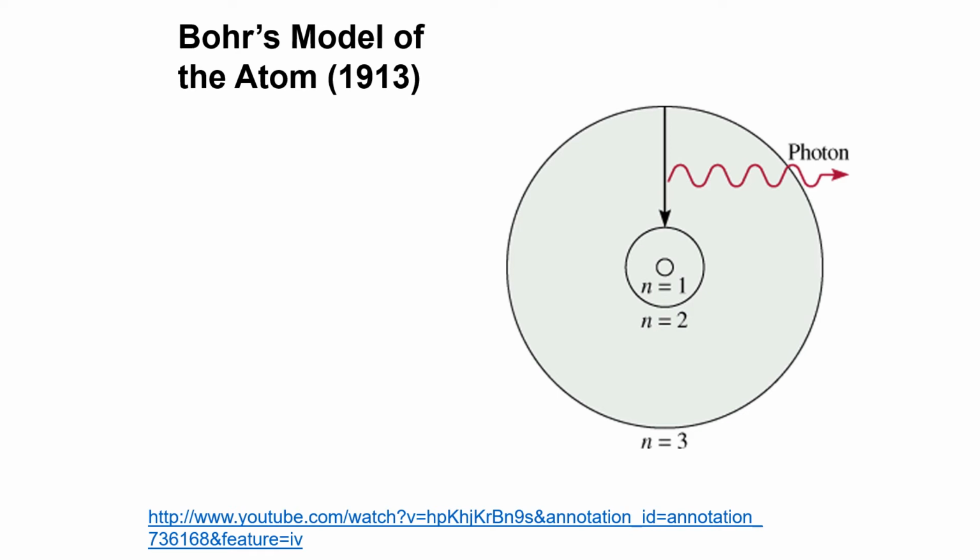Now we're going to start examining the progression of our understanding of the structure of an atom, beginning with Bohr's model, which was established in 1913. However, leading up to that, in 1885, Johann Balmer determined there was a mathematical relationship between the wavelengths and the lines in the hydrogen spectrum.